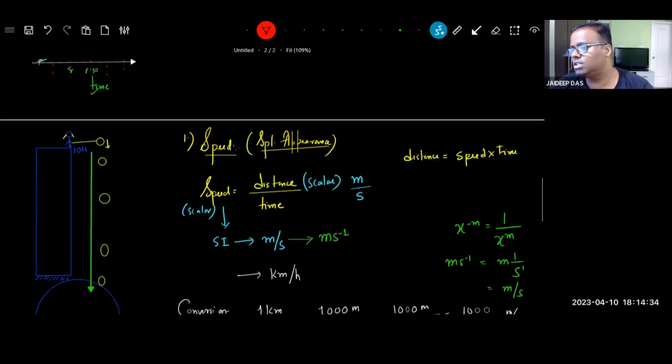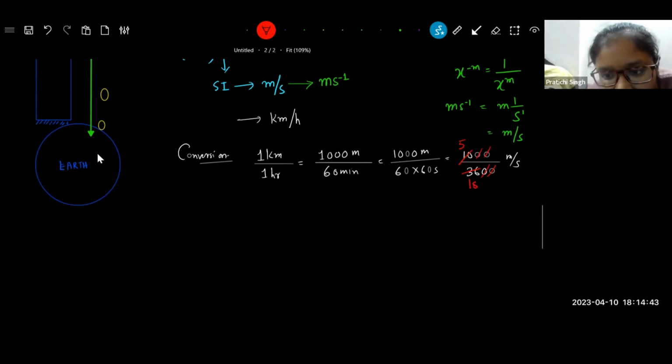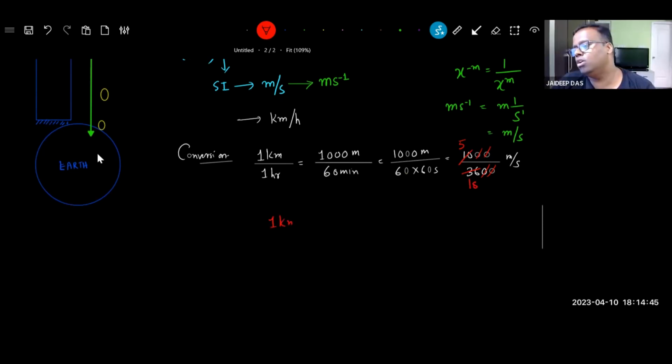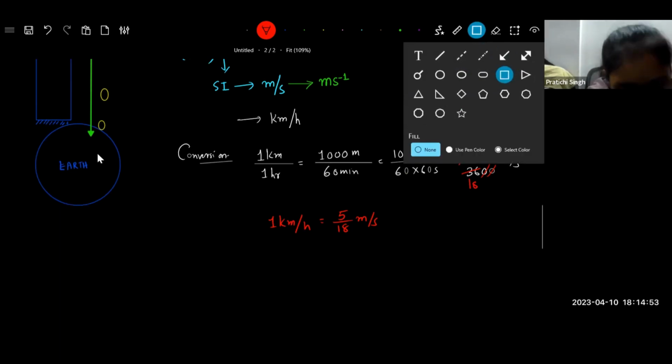After that starts the beautiful journey of striking out zeros. Ek liya, do liya, 2 5s are 10, 2 18s are 36. So children, write it. 1 kilometer per hour is equal to 5 by 18 meter per second. Okay, this comes very handy when you are doing problems.